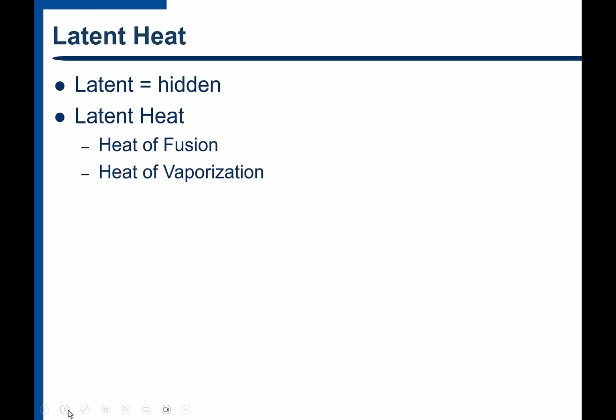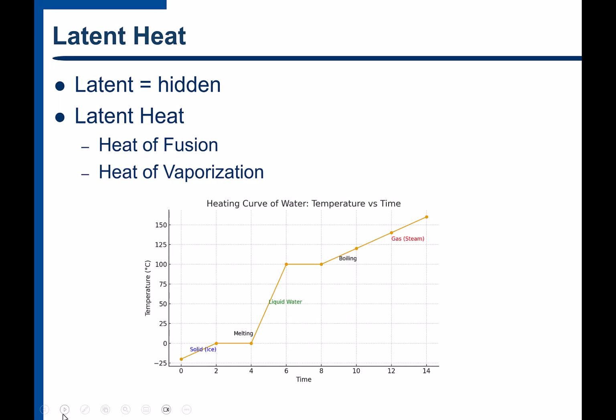Why do we call it latent? Well, normally we're used to the idea that if we add heat to a material, the temperature rises. You'll remember that in the last video we said the amount of heat needed to raise the temperature of a mass m through an amount delta T was given by this formula. So as we add heat, the temperature of the material changes.